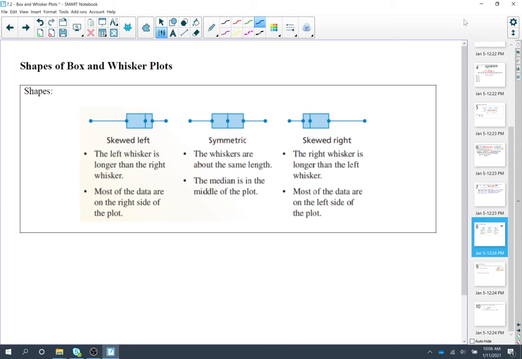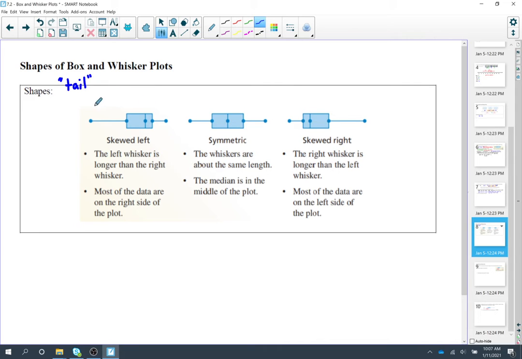Shapes of box and whisker plots. So shapes is another way to describe the distribution or say what's going on here. If you take a look at our 3 box plots, we have a skewed left, a symmetric, and a skewed right. And the way I typically tell these is you want to look for the tail.